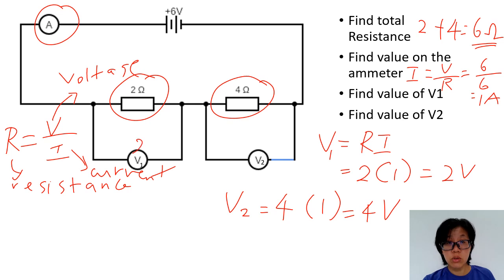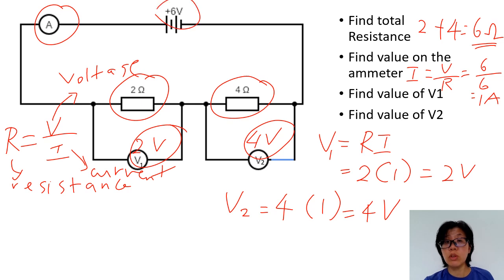So this is 2 volt, this is 4 volt. You realize that these 2 and 4 will add up to the total voltage of the battery. The energy is split among the 2 resistors, but the total current remains the same. Take note, this is how a series circuit will look like.